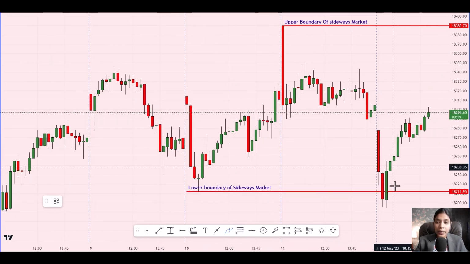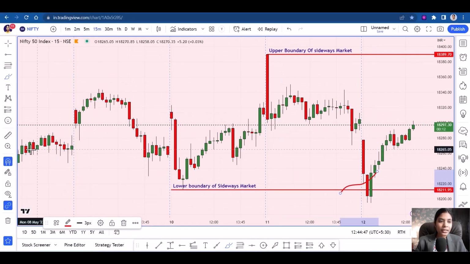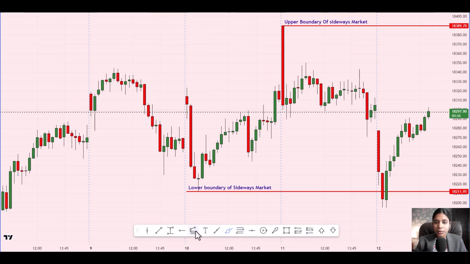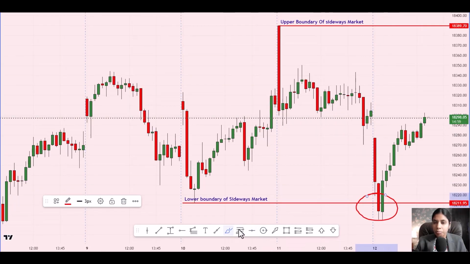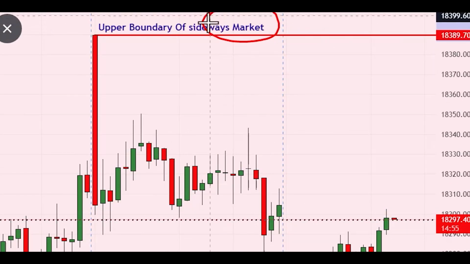Let me just remove the magnet mode, otherwise it automatically captures the high and low. So now you see here, the strategy to trade a sideways market is you buy at the lower boundary, right? You buy at the lower boundary and you sell at the upper boundary.